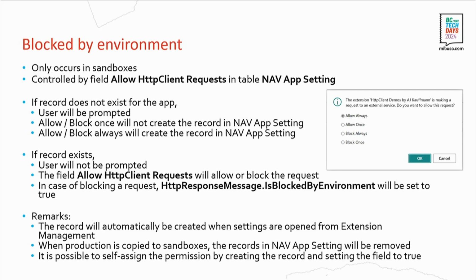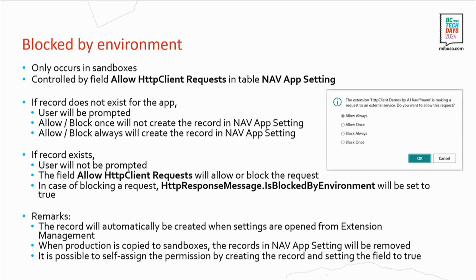Now there is a record in the table NAV App Settings, and that is controlling the Allow HTTP Client Request. It's pretty much the only field in that table. If there is no record in that table, then the user will be prompted, what do you want? Do you want to allow always or once, or do you want to block always or block once?